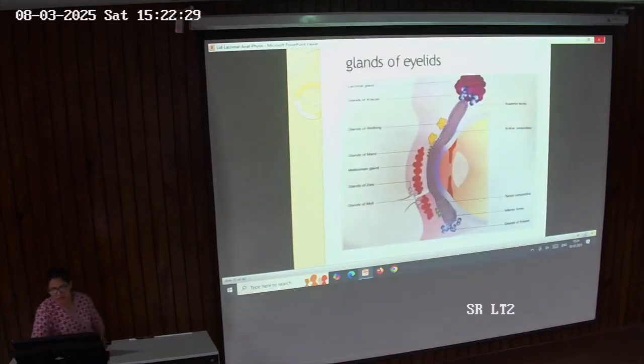In this picture, you can see the different types of glands. The lacrimal gland is present superiorly at the lacrimal fossa. Beneath the lacrimal gland, the gland of Krause is present, which is an accessory gland of the lacrimal gland. Now, the gland of Wolfring is present in the fornix of the superior eyelid. Now you can see the Meibomian gland, and the opening of the Meibomian gland is present at the tarsal plate. Glands of Zeis and Moll are present in the eyelashes.